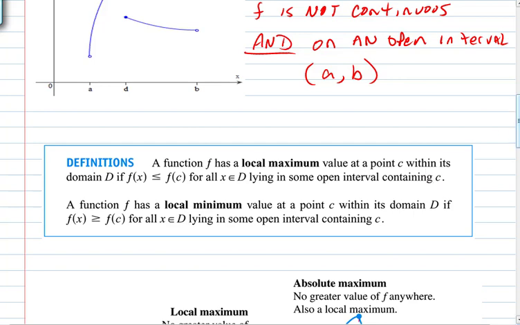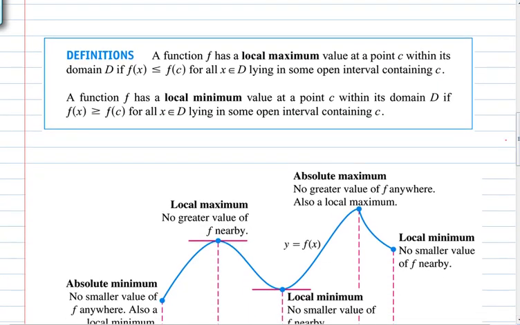Another word for local max and local min is relative max. It just means that it has to be higher than any other value in order to be a local max within some open interval around that point. So right here, here's an open interval. This is considered a local maximum. It's greater than every other function value immediately to the left and the right.